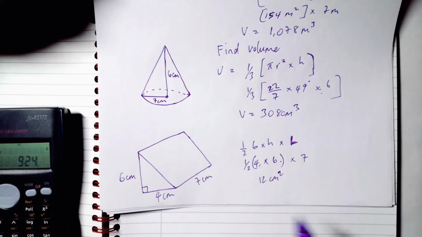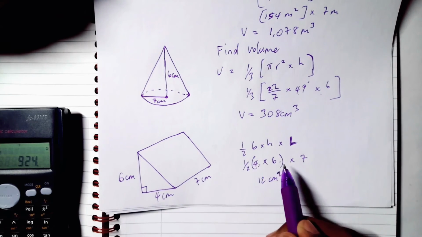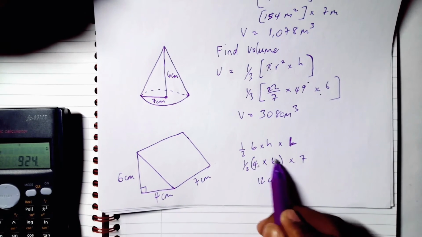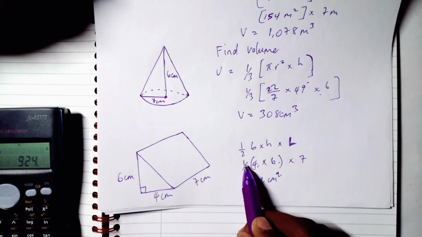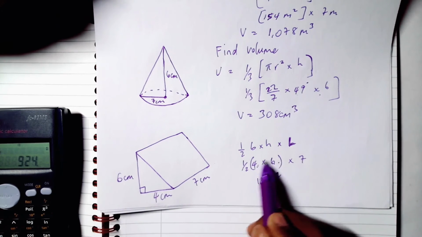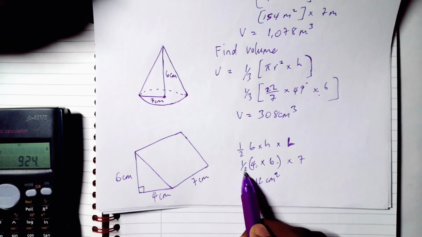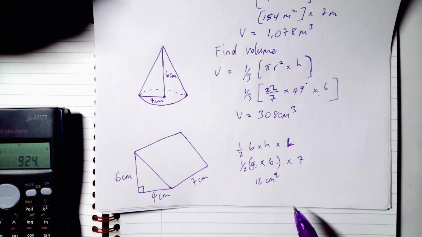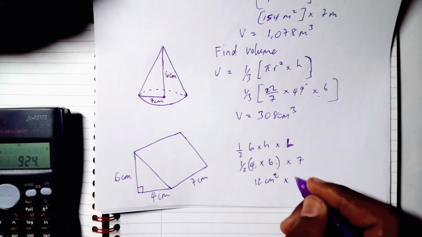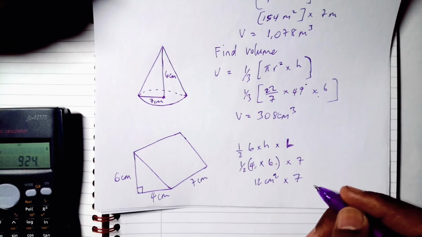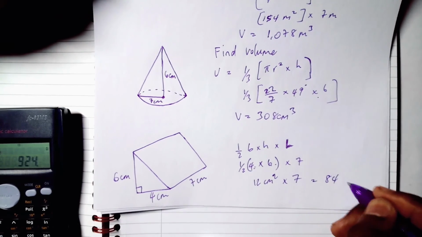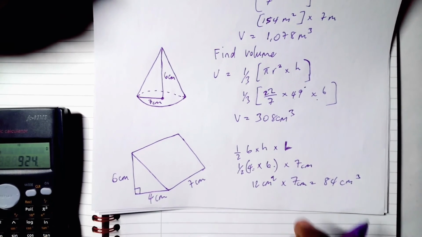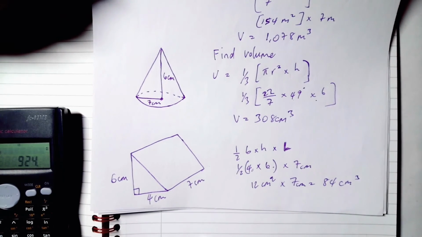I hope you see that. So this is 4 centimeters. This is 6 centimeters. When we multiply these two, we get 24 centimeters squared. Multiply it by a half, we get what? 24 centimeters squared divided by 2 or multiplied by a half, we get 12 centimeters squared. Put this in a calculator, you will see. Then we multiply that by 7 and we get what? 84 centimeters cubed.